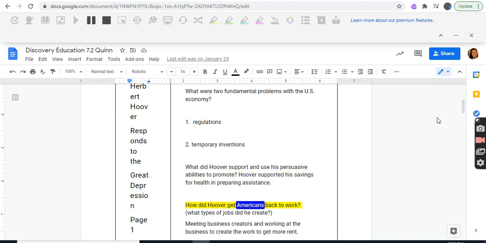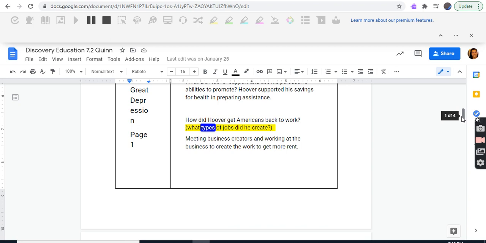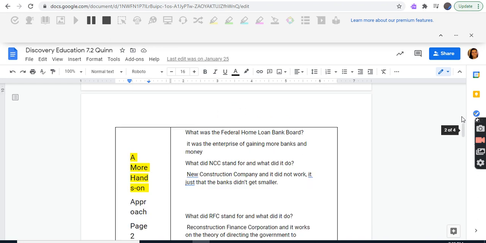How did Hoover get Americans back to work? What types of jobs did he create? Meeting business creators and working at the business to create the work to get more rent. A more hands-on approach. Page 2.